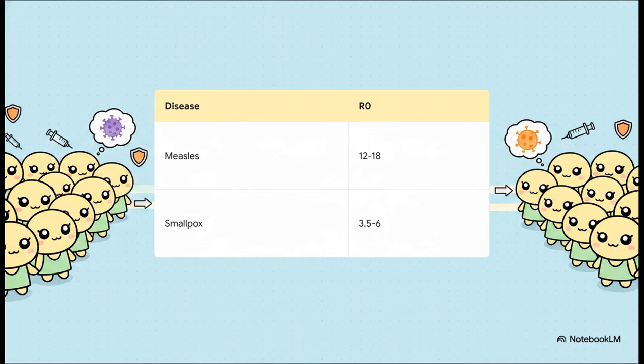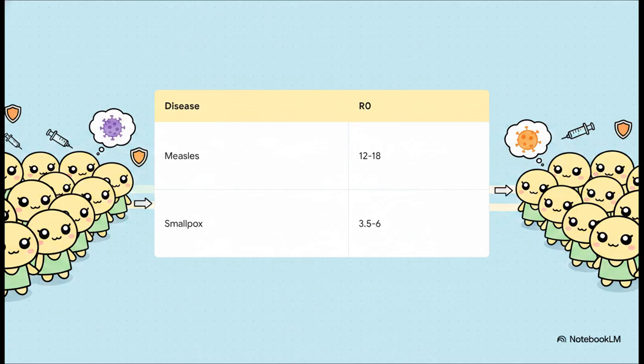So how many of those yellow figures do we actually need to build that wall? Well, it all depends on a number called R0, the basic reproduction number, which basically measures contagion. Check out this table. Smallpox has an R0 of 3.5 to 6, meaning one sick person infects about 4 to 6 others. Measles, on the other hand, has a massive R0 of 12 to 18.